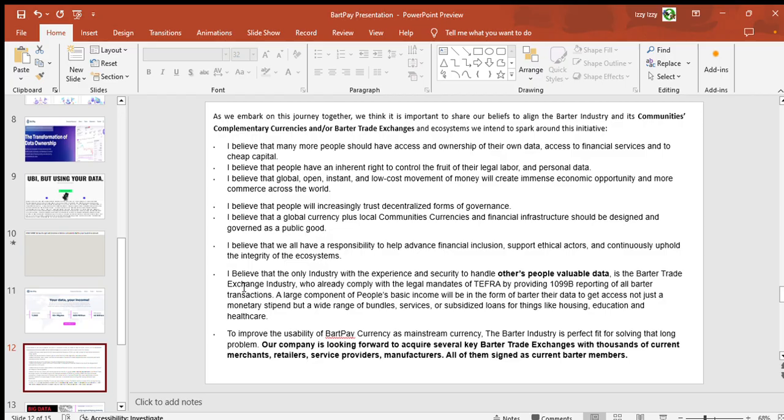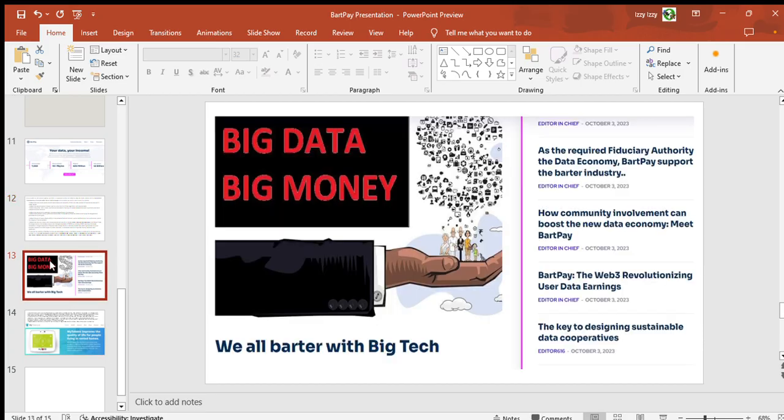Our company is looking forward to acquiring several key barter trade exchanges with thousands of current merchants, retailers, service providers, and manufacturers, all of them signed as current barter members. Yes, we all barter with big tech. Big data is big money. You can find all these white papers on the website BartPay.com.